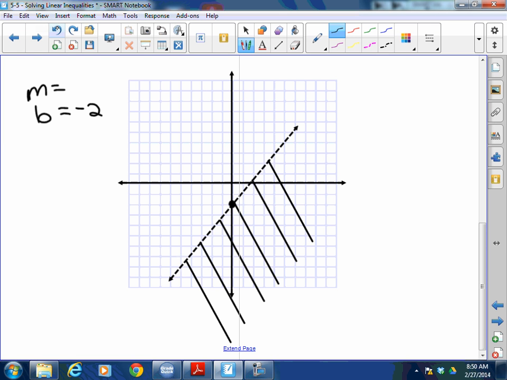Here's another perfect point. Here's another perfect point. So hold on. 1, 2, 3, 4, 5 over 1, 2, 3, 4. Yeah, my slope is 5/4, because I go 1, 2, 3, 4, 5, 1, 2, 3, 4. Yeah, 5/4, my friends.